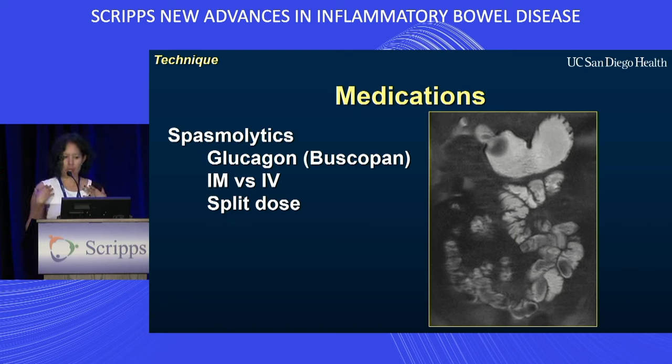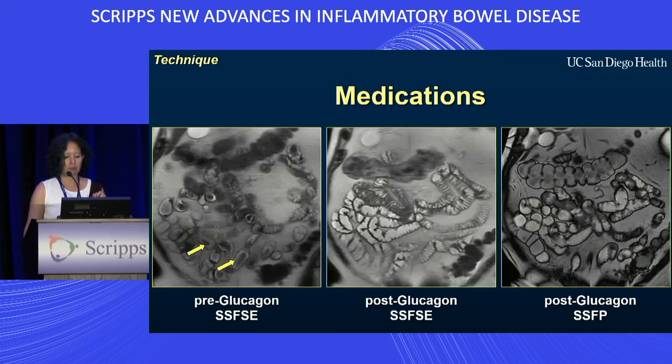I'm pro-glucagon, and I'm also pro-IV glucagon because studies have shown that there is a rapid, more reliable onset of the spasmolysis when it's given IV, and we give it in a split dose due to the length of the examination because the studies can be over half an hour sometimes. And this is why we do this.